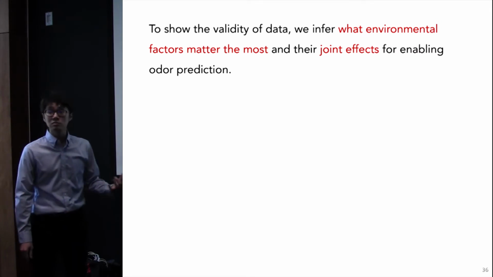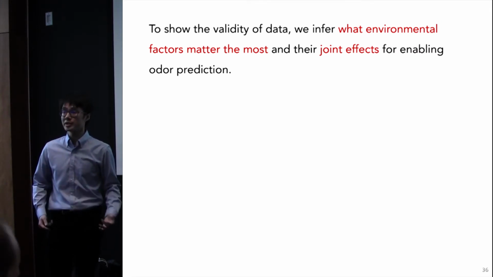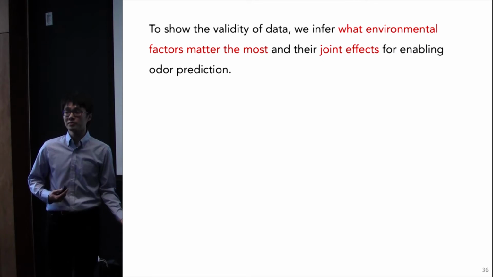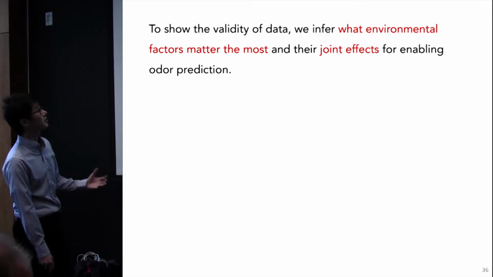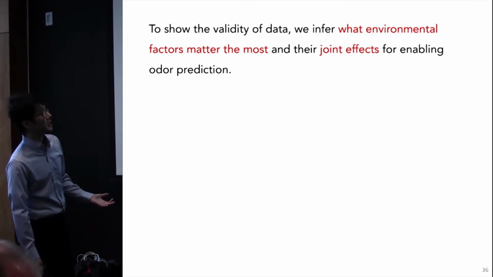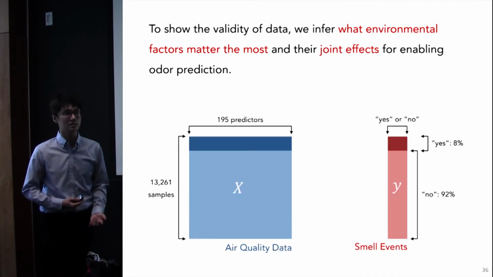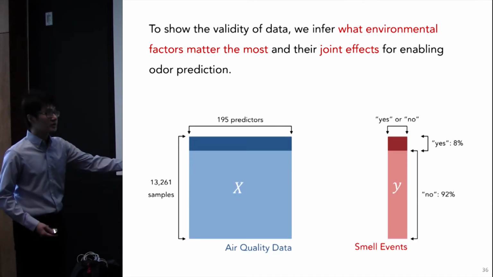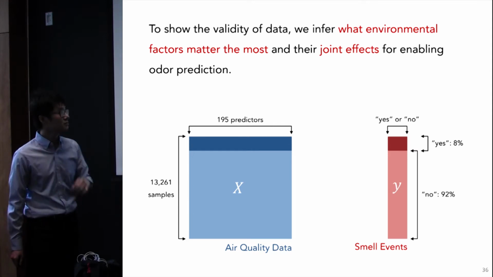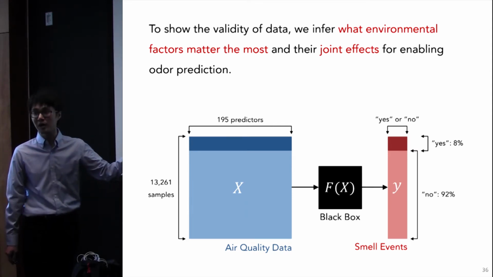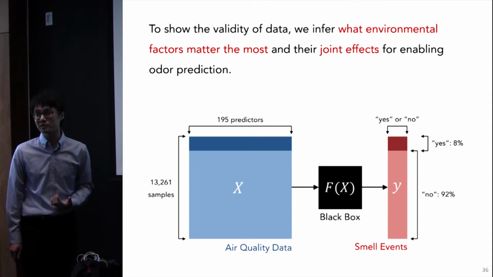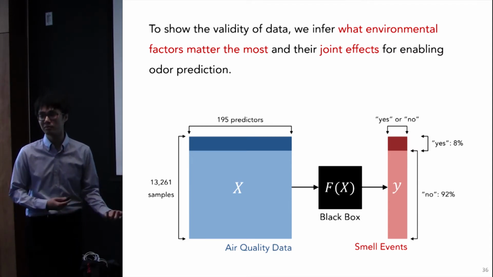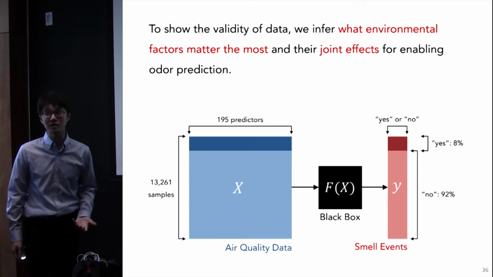Okay, so next, when we predict the data, I'm trying to understand what's happening in it instead of just providing the prediction. The idea is I want to understand what the environmental factors are that matter the most and what their joint effects are. So remember, these are the input and output of the data. Before that, we use a model I call a black box model because it's pretty hard to analyze. We don't really know what happened inside the model. It's pretty hard to understand how it makes decisions.